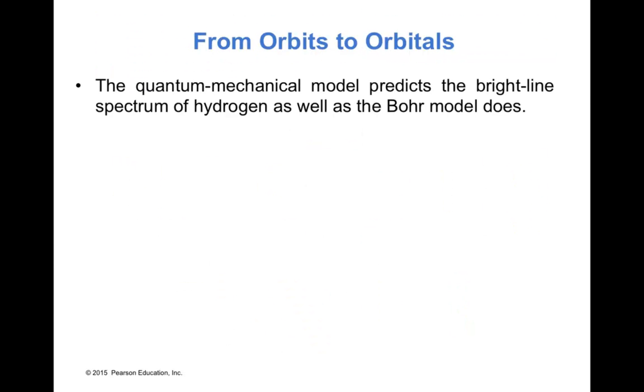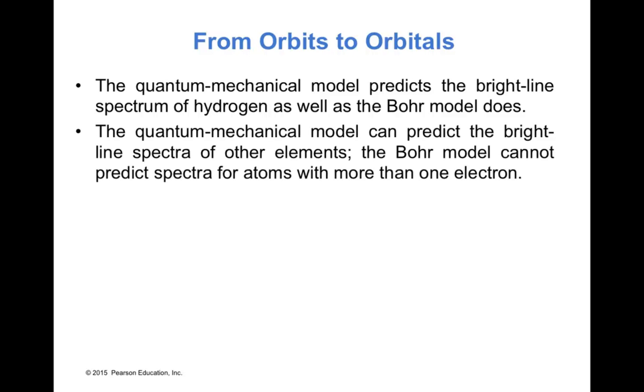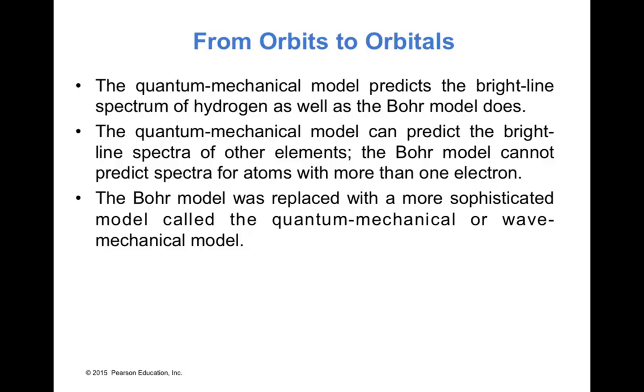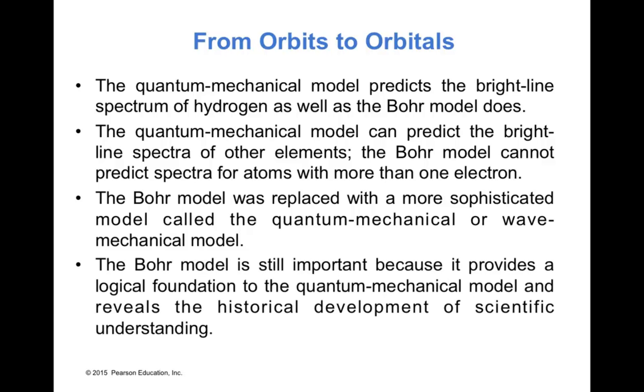The quantum mechanical model predicts the bright line spectrum of hydrogen as well as the Bohr model does. But the quantum mechanical model can also predict the bright line spectra of other elements, and the Bohr model cannot predict spectra for atoms with more than one electron. The Bohr model, as we mentioned before, was replaced with a more sophisticated model called the quantum mechanical or wave mechanical model. The Bohr model is still important because it provides a logical foundation to the quantum mechanical model and reveals the historical development of scientific understanding.